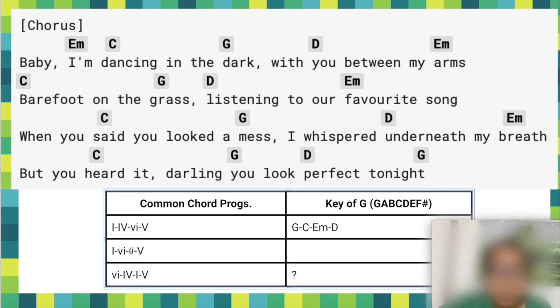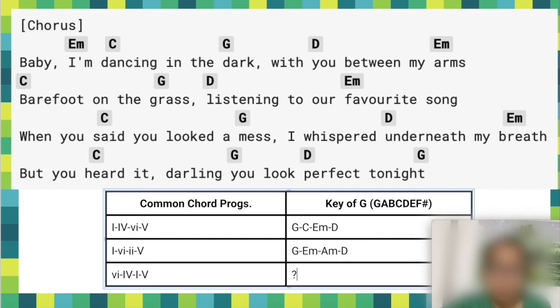1, 6, 2, 5. These common chord progressions were taken from the table that I showed you earlier. First chord in the key of G, that's G. The sixth chord in the key of G would be an E minor. The second chord would be an A minor. And the fifth chord would be a D major. So again, it doesn't match what's given here in the chord sheet.